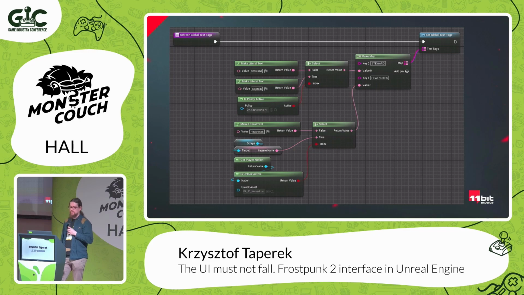We implemented quite simple solutions. So in blueprints, we have some logic that just puts a map of tags and display values for them. Here we have only two of them. So based on some policy active in the game, we will just display Steward or Captain. And the same is for the second one. So we just change the currency name based on some unlocks.